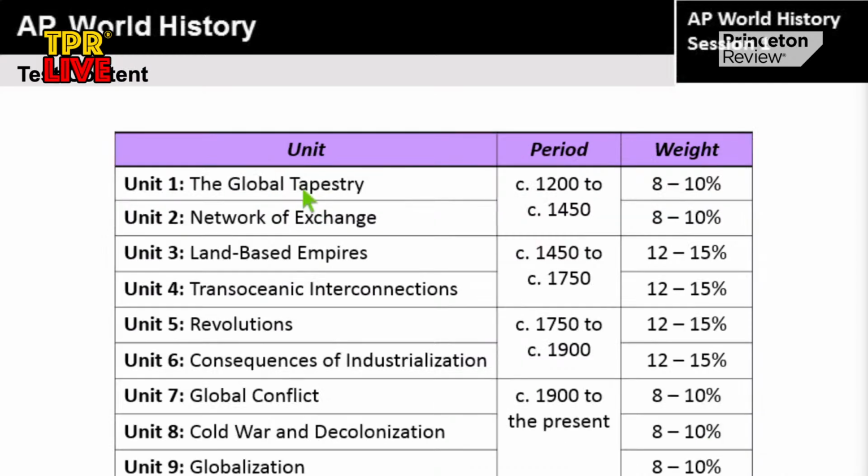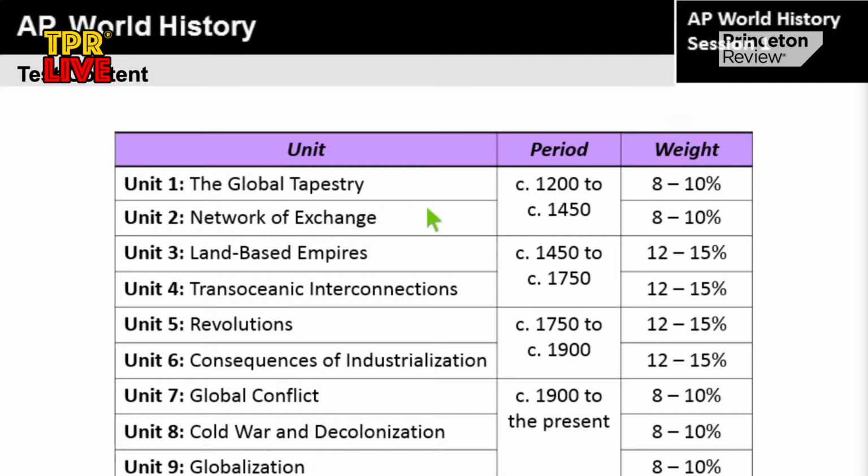Okay, so these are the units that are covered. Notice that they start from about 1200 and go to the present. Roughly, this is their breakdown, and you can see a large portion of the test is from, we'll call it, the 1450s through about the early 20th century. That's where the biggest part of the test is. This is with the start of World War I, World War II, thereabouts.